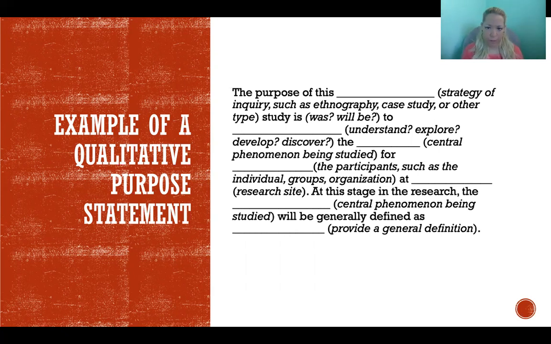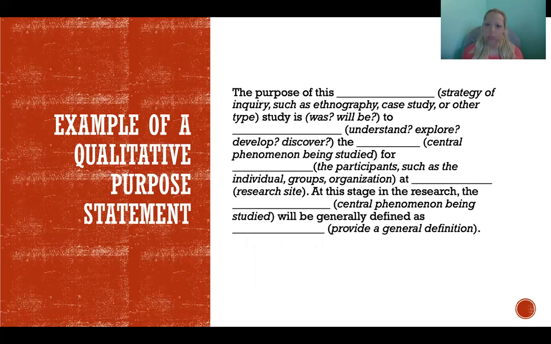So who are the participants that you're trying to understand that phenomenon for? So the participants, such as the individual, groups, organization, at whatever is the research site. So maybe you want to understand the study behaviors of students at Concordia University, just as an example. At this stage in the research, the central phenomenon, whatever it is, maybe study habits or whatever it is, will be generally defined as, and then give that definition.